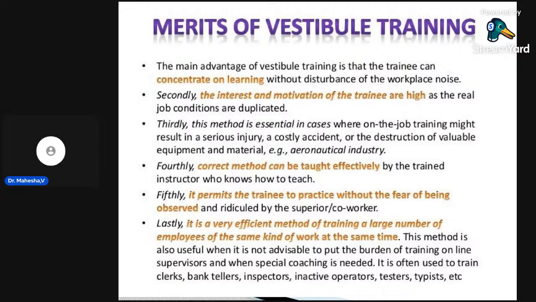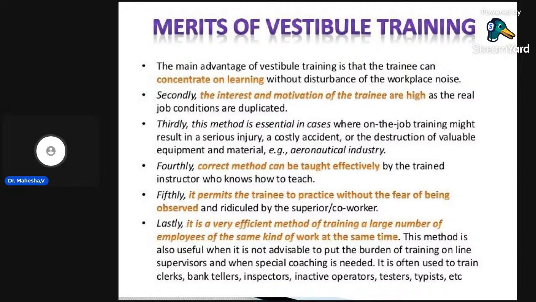Fourth one is that the correct method can be taught effectively. They are not deviating from the concept. They are not going to take you to a different method. Instead, whatever is very much required, they will concentrate on very pinpointed. What is required? Only that, they straight away educate them. They are not going to give any kind of conceptual knowledge to the employees.